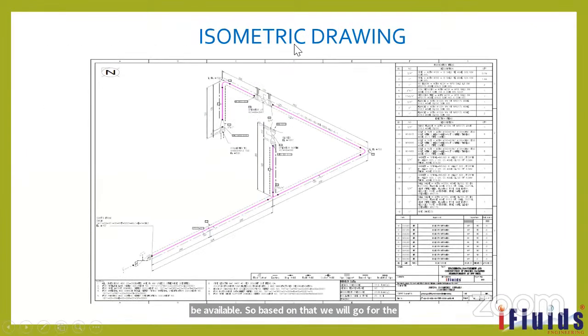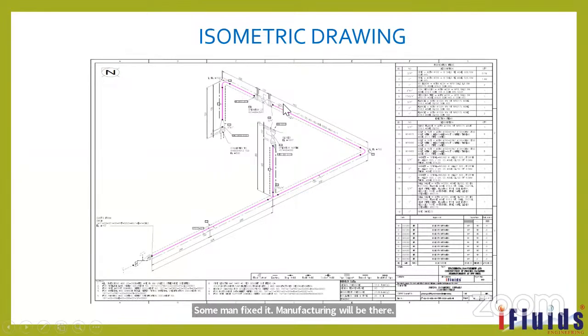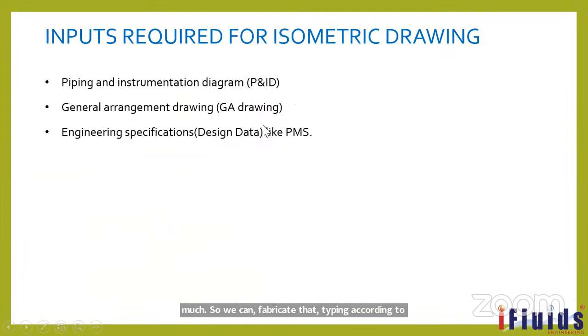So how much the valve distance and valve length will be available in the initial stage of the project, because generally these valve dimensions are fixed. From manufacturer to manufacturer some variation will be there, but not much. So we can fabricate the piping according to this isometric drawing only.